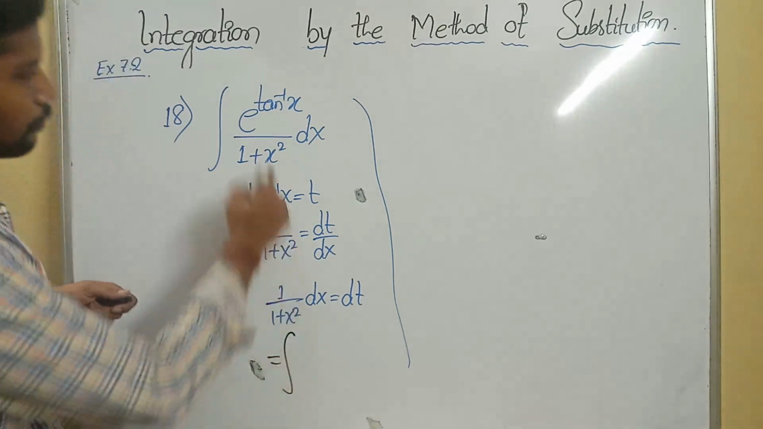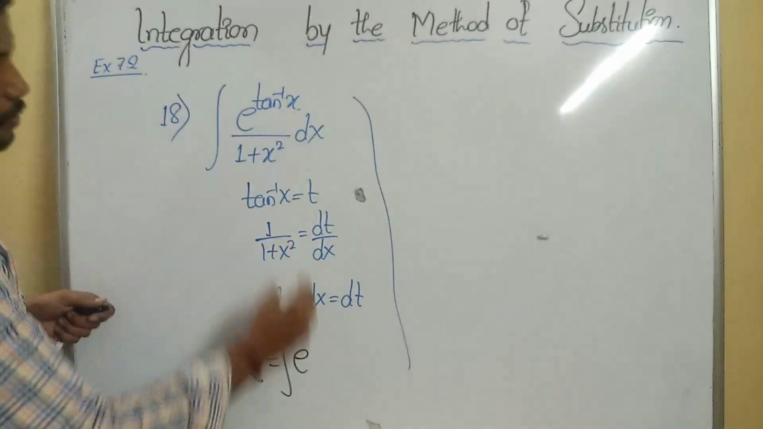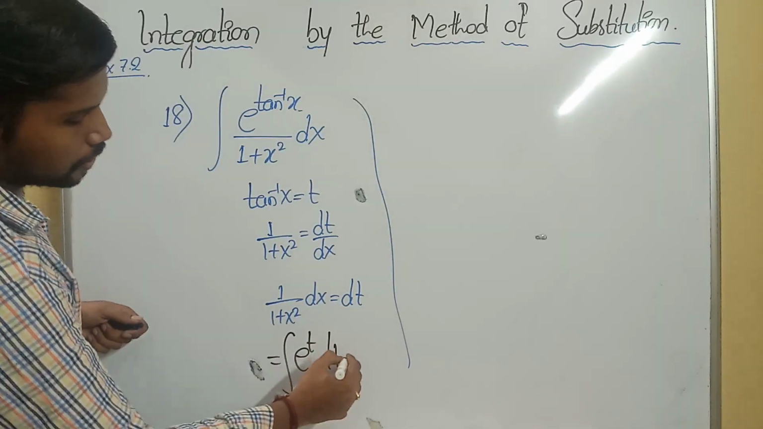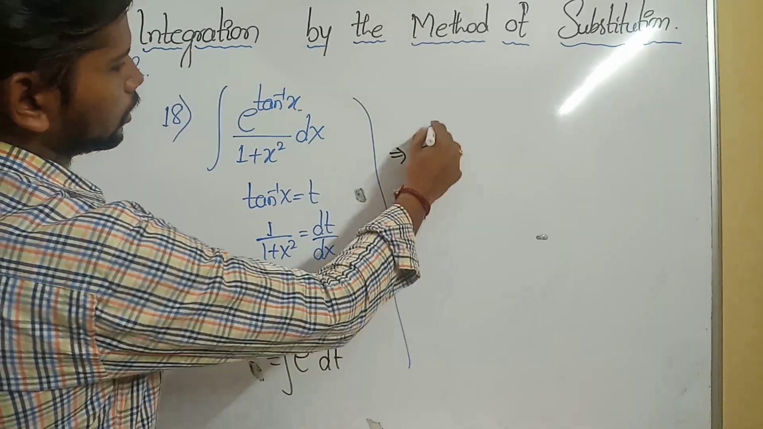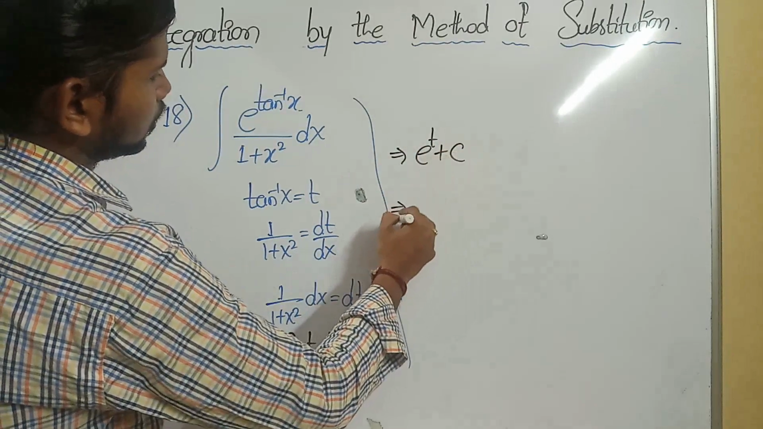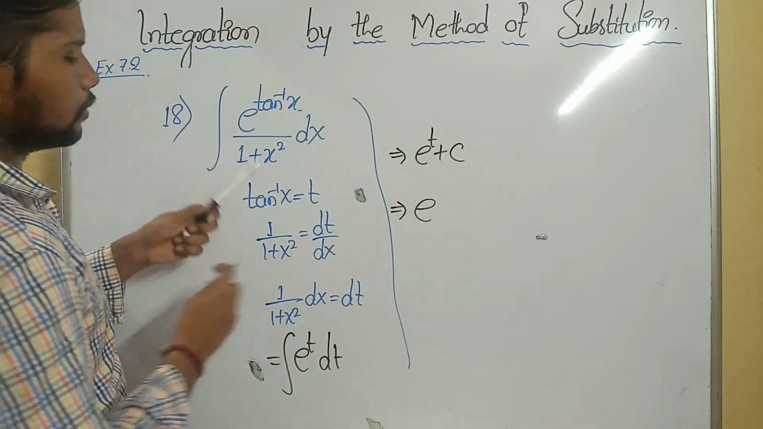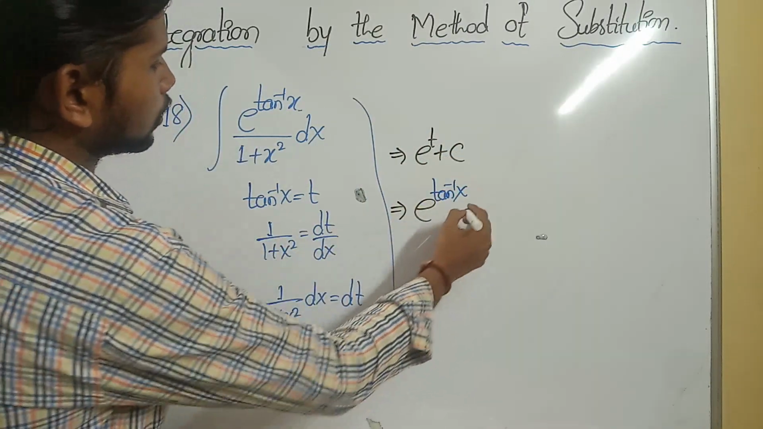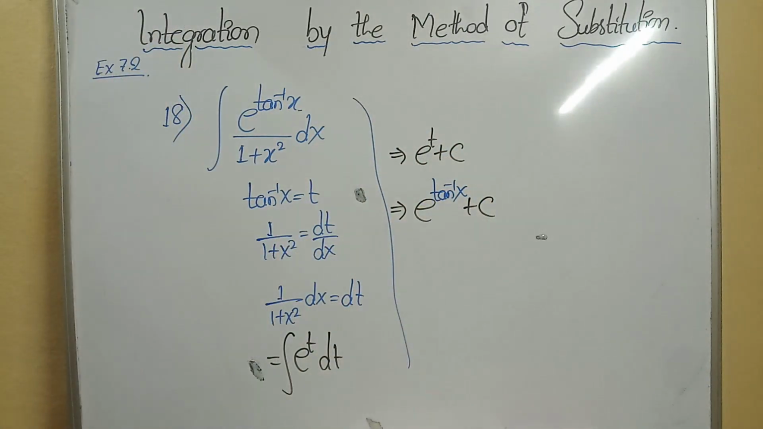It is integral of e to the power, what is it? E to the power tan inverse of x is t. 1 divided by 1 plus x square dx is nothing but dt. Integral of e to the power t will be e to the power t plus c. E to the power, what's the t value? T value is nothing but tan inverse of x. Let it be plus c as it is. We got the answer.